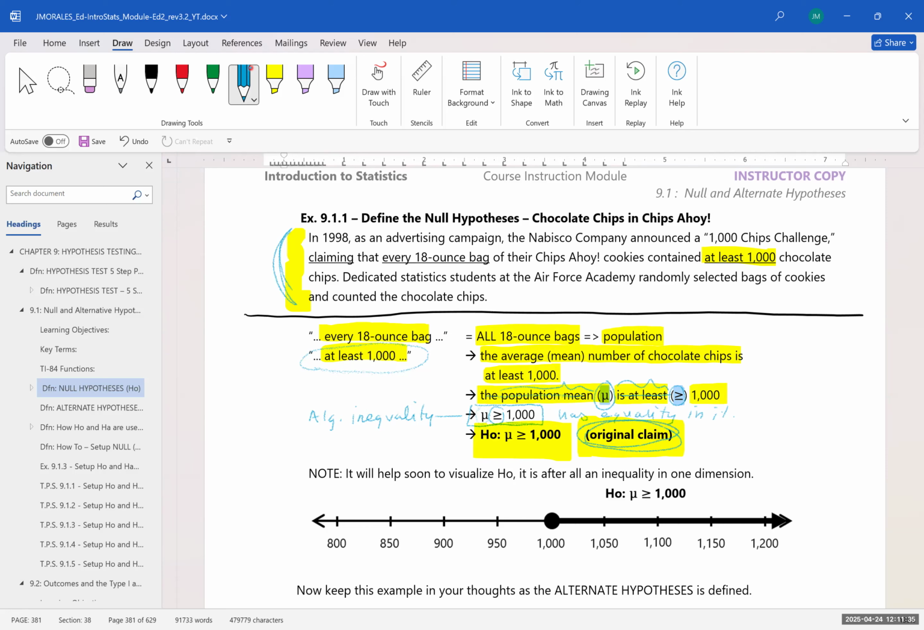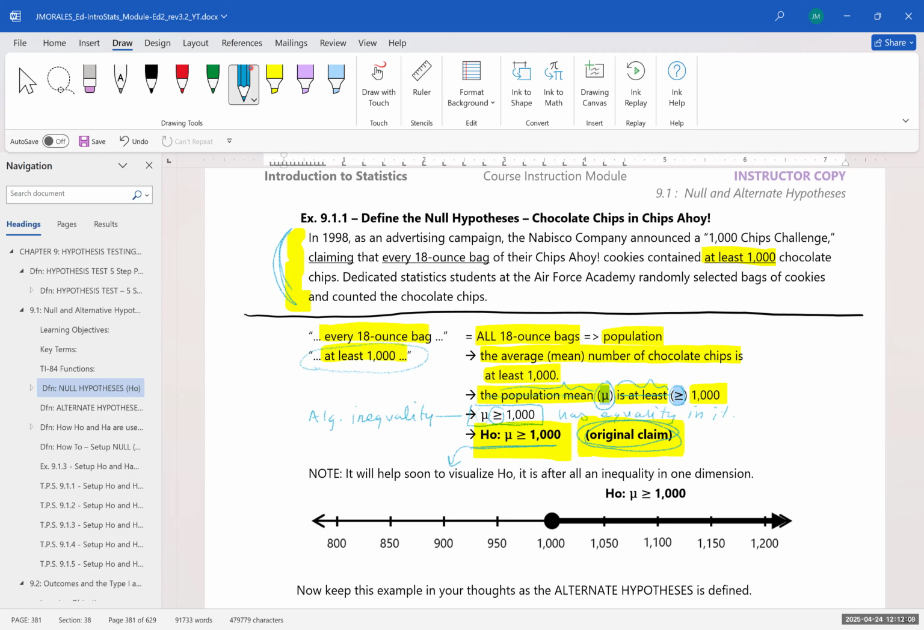All right. Now, for some practice and to help you visualize this, because remember I talked about the null and the alternate being binary choices. It's either the null or the alternate, right? There's no gray area. So let's look at the null hypothesis and see what that translates to on a number line. So it'll help to visualize the null. It is, after all, an inequality in one dimension.